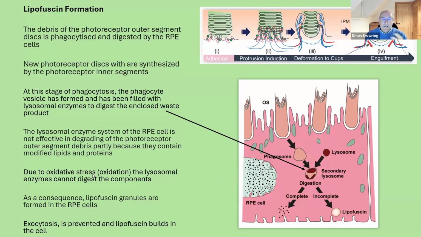And this is where the oxidative stress, the oxidation, means we cannot digest the compounds fully, and you get incomplete digestion. And this is, as a consequence, how the lipofuscin granules are formed. And that then interrupts what's known as exocytosis. You cannot get rid of the waste lipofuscin from the cell efficiently, and therefore lipofuscin builds up in the cell. So what we're trying to do in the cytoplasm of this cell is create the best possible environment to break down and head for complete digestion. But the oxidation damages the process.